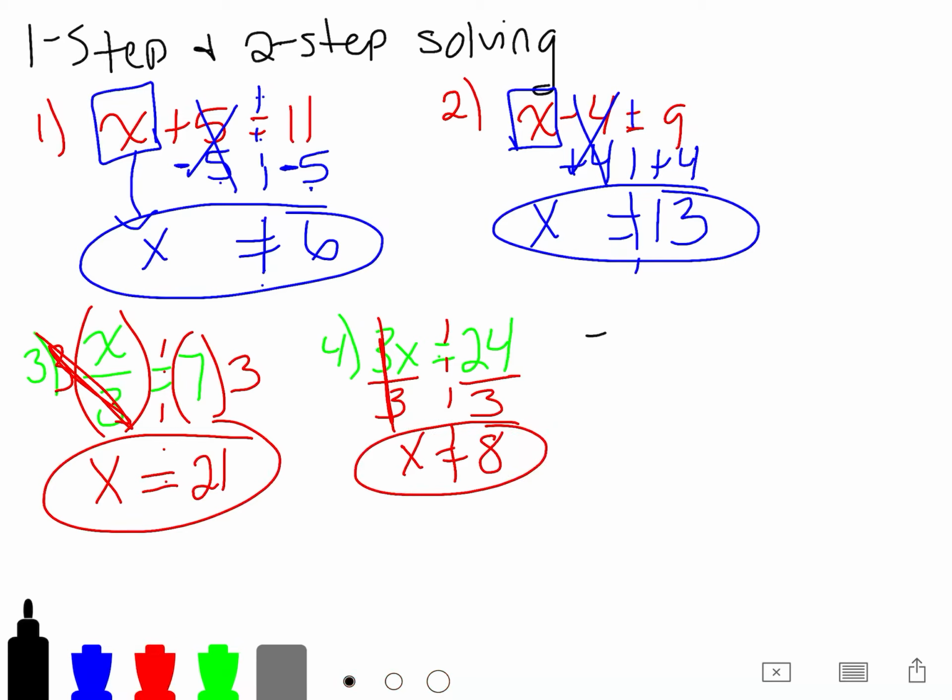Now I want you guys to write this one down. This is the first one you're doing on your own. Okay, so your first example is going to be x over 2 equals 9. Go ahead and write it down, pause the video, and complete that.